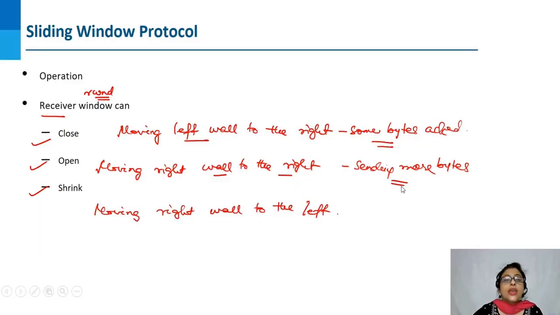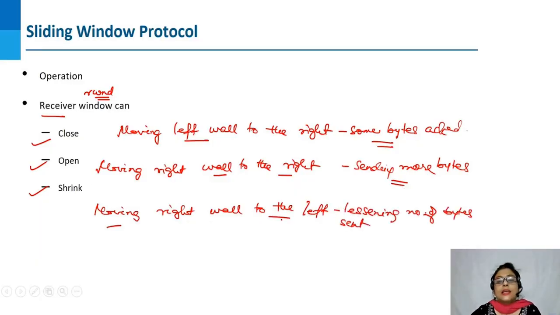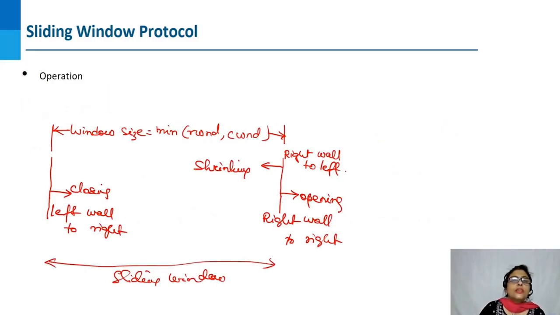When it is in the shrink case, moving the right wall to the left. And this should be discouraged because it will lessen the number of bytes that can be sent to the receiver. So this is the pictorial representation of open, close and shrink window size. Here we can see that the window size is the minimum of receiver window and the congestion window. These two terms we have already learned in the previous video. And this is the sliding window.